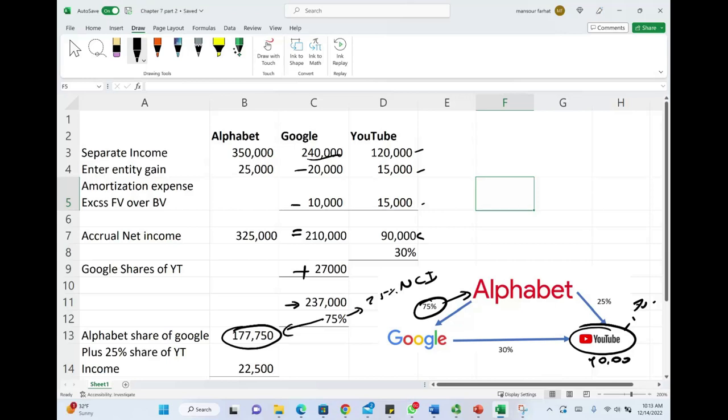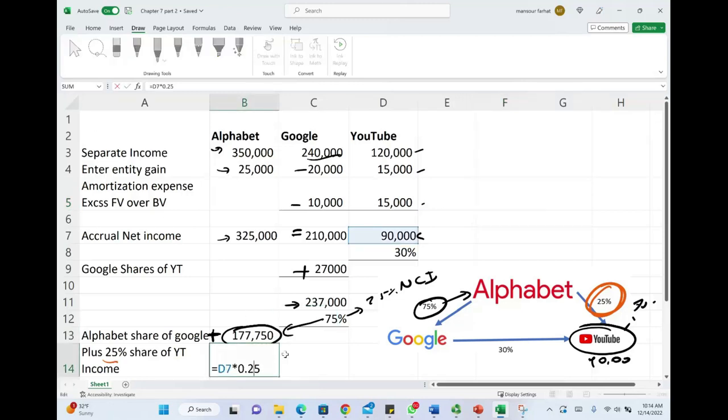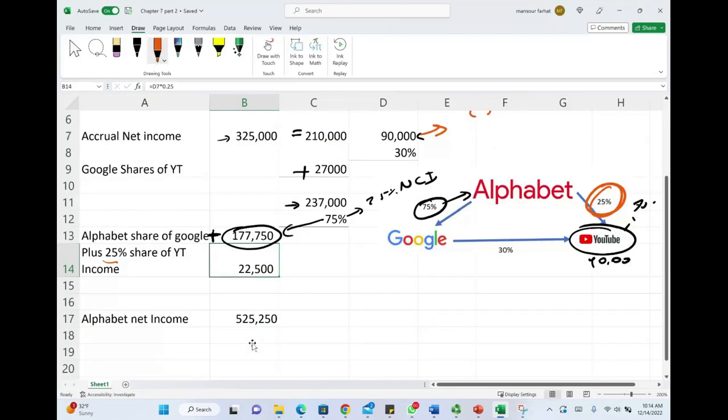Now let's look at Alphabet separately. 350 minus 25,000. It doesn't have any amortization and excess because it controls everyone else. So 325, then we add Alphabet's share of Google. Then remember also that Alphabet controls 25% of YouTube. So we take 25% of YouTube income, which is 90,000. 25% goes to Alphabet, which is 22,500. So all in all, Alphabet's net income is 177,750 plus 22,500 is 525,250. So notice it's the same concept.